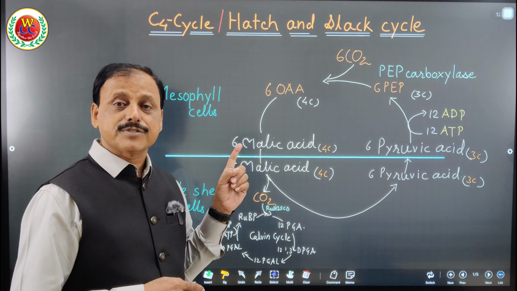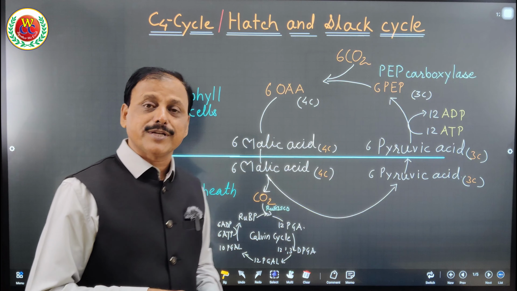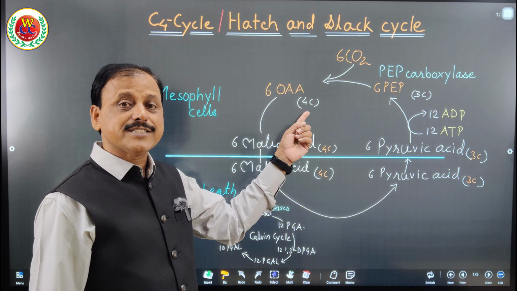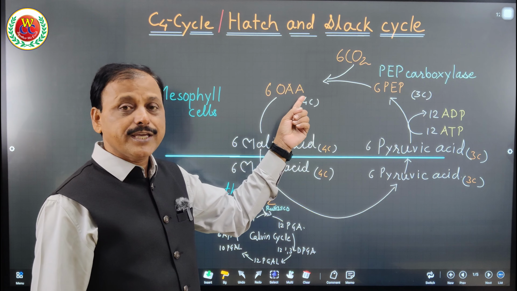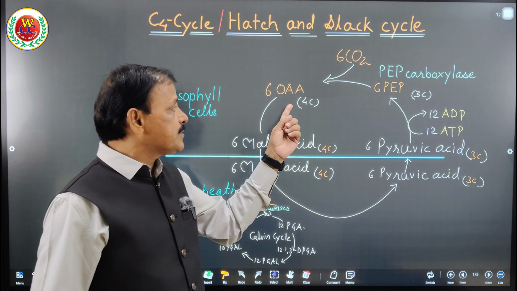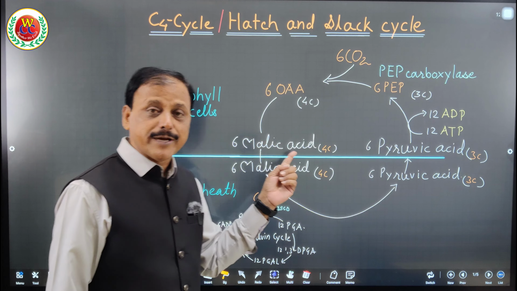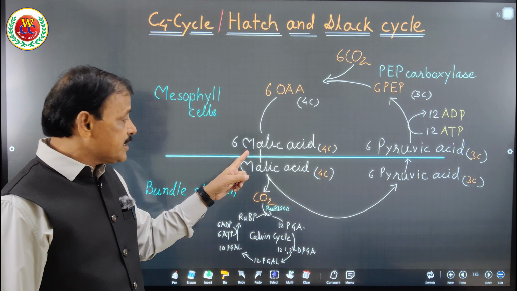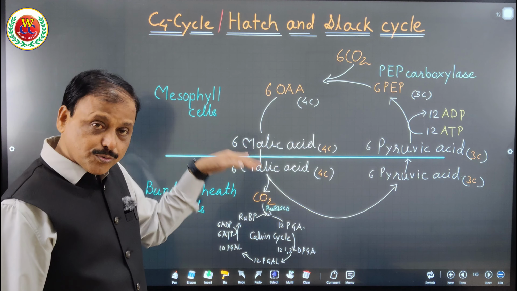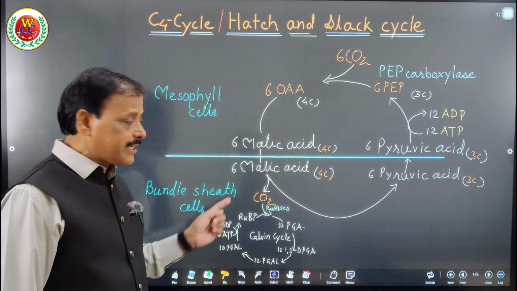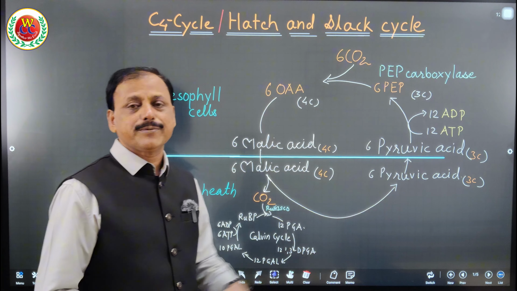This is a dicarboxylic acid, and therefore this cycle is also known as the dicarboxylic acid cycle. Remember that word, also known as the C4 cycle. Why? Because OAA, oxaloacetic acid, is a 4 carbon compound. Now the first product is OAA, which ultimately converts into malic acid. Malic acid is produced in the mesophyll cell and transported through plasmodesmata into the bundle sheath cell, where it leaves carbon dioxide for the Calvin cycle as well as gets converted into pyruvic acid.